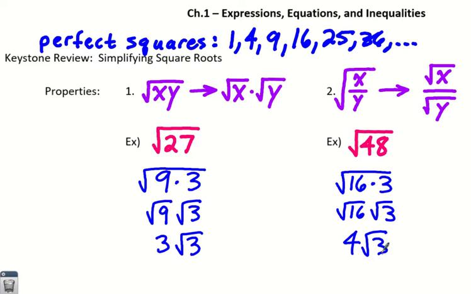Okay? So the final answer, the simplified answer of the square root of 48, is 4 times the square root of 3.